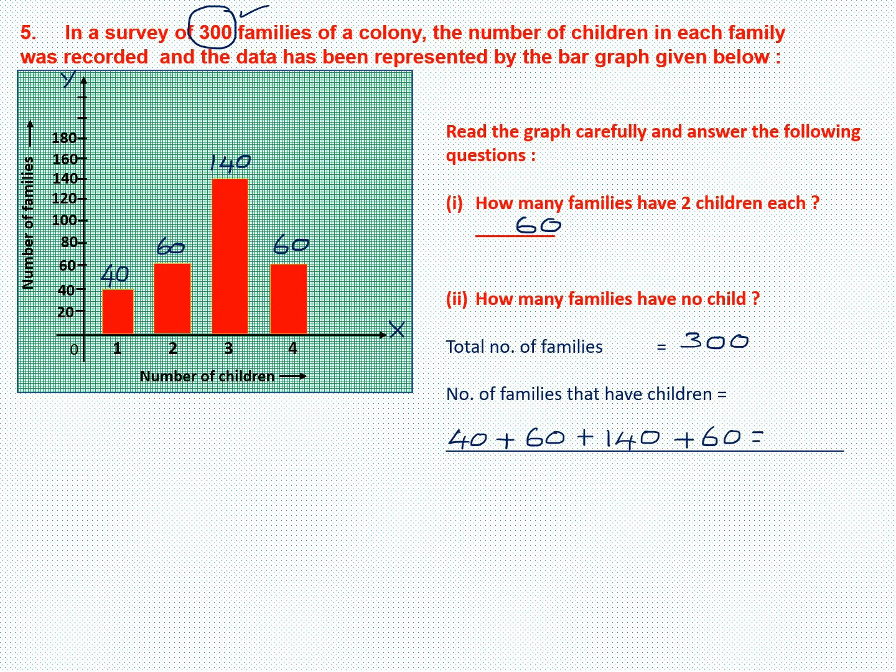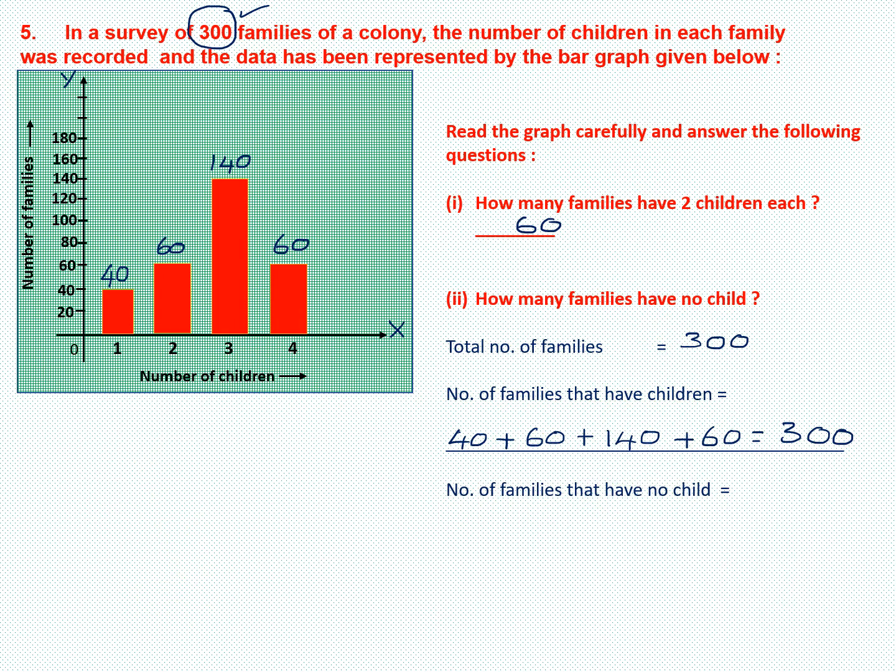So these are the families that have children. Let's see how many families have children. So 40. Let's add it all up. 140 and 60. Let's add this up. 0. 4 plus 6 is 10. 10 plus 4 is 14. 14 plus 6 is 20. 0 carry 2. 2 plus 1 is 3. 300 families. So there are 300 families that have children and the total number of families is also 300.